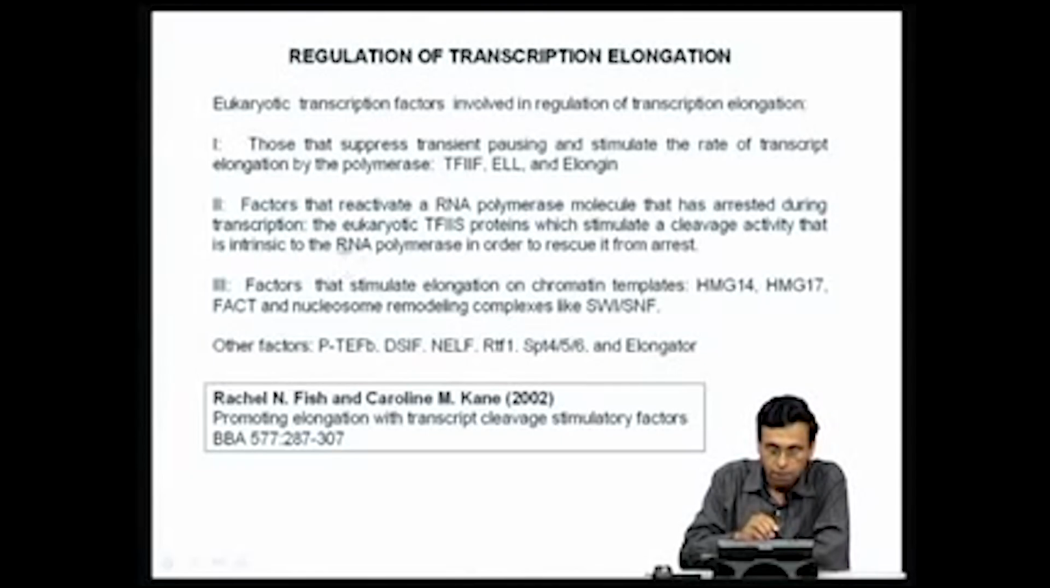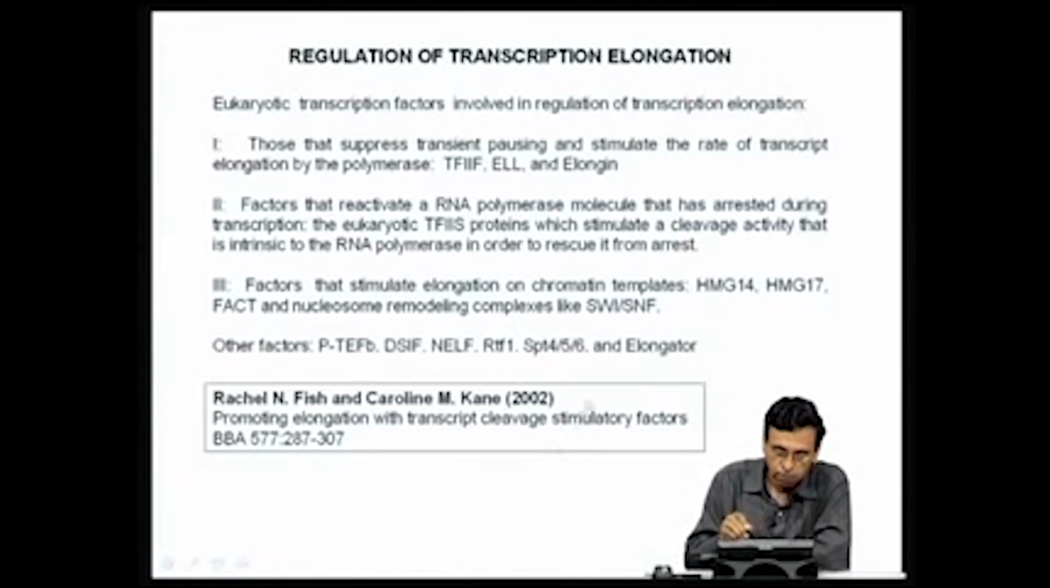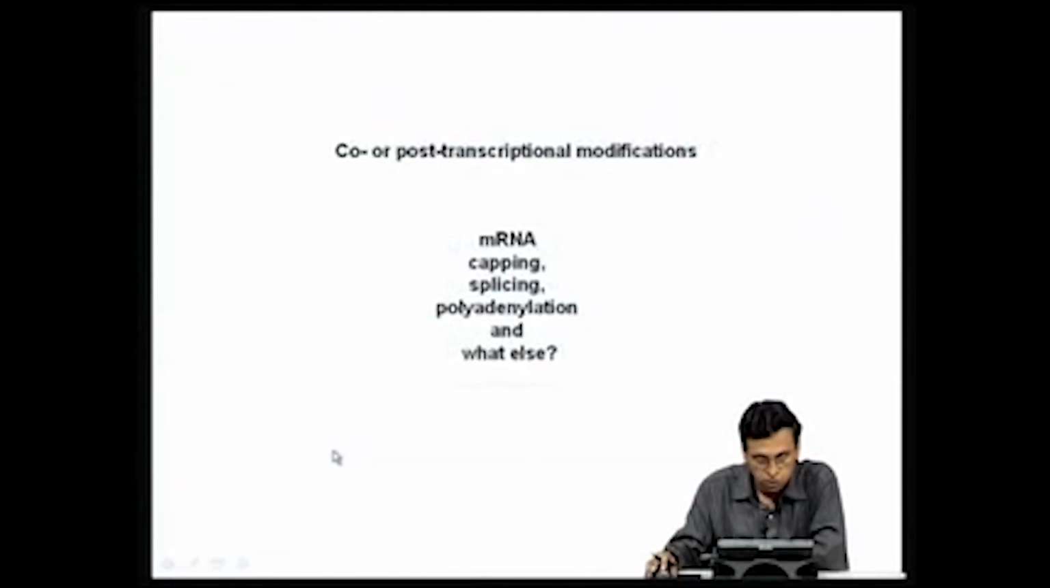For example, there are proteins which suppress transient pausing and stimulate the rate of transcription elongation of RNA polymerase. These proteins are called TFIIF, ELL, elongin and so on. Similarly, there are factors that reactivate an RNA polymerase molecule which was arrested during transcription, and these are called the TFIIS proteins. And there are factors that stimulate elongation on chromatin templates, called HMG14, HMG17 and FACT and so on, so that on chromatin templates the rate of transcription elongation can be regulated. And there are a number of other factors; I will not go into the details. Those who are keen can study a nice review which appeared in BBA sometime in the year 2002.